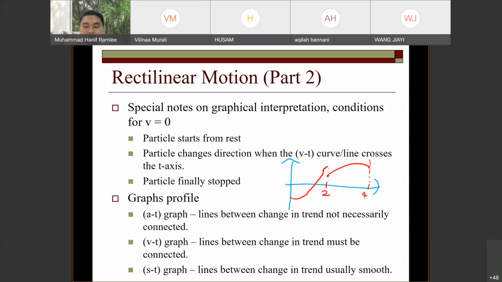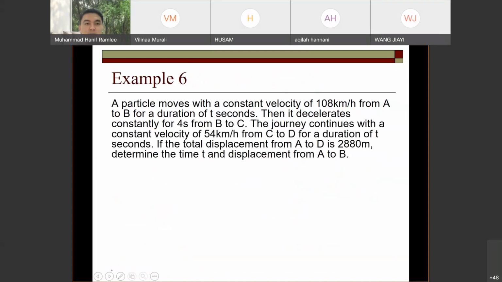No? Okay, if no, let's proceed to the next, which is, I think, example. We will understand more when we go through the example. And of course, if you do a lot of exercise, then you will understand more. Okay, so this is the question.